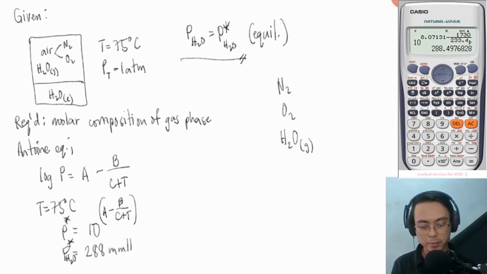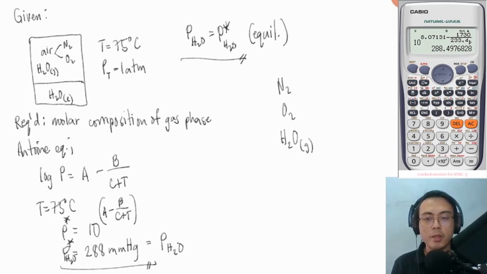Okay, so if it's 288 millimeters of mercury, if that's your vapor pressure, based on the condition of equilibrium, this must also be your partial pressure. So we now know the partial pressure of water. To get the molar compositions, we simply have to get the mole fractions, and then multiply them by a given number of moles to get the molar composition.